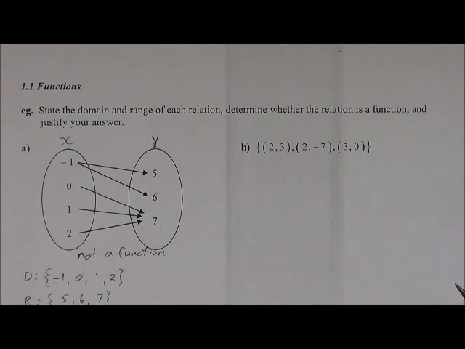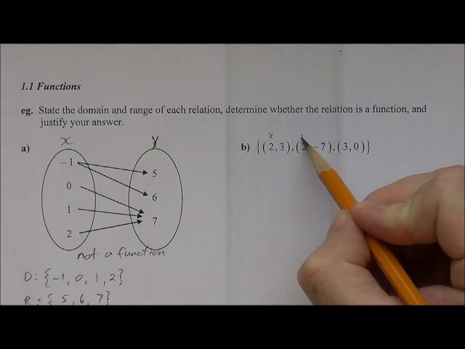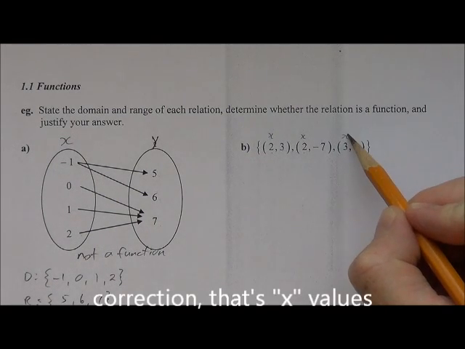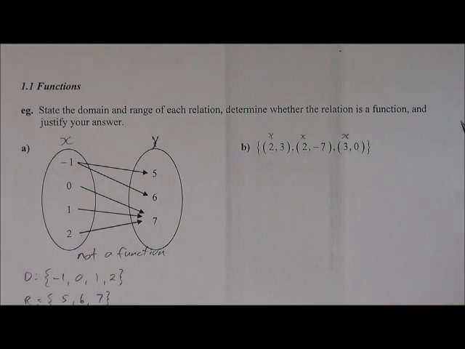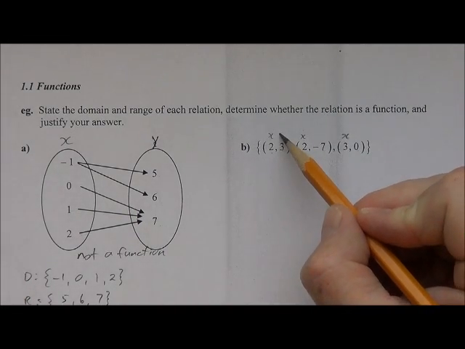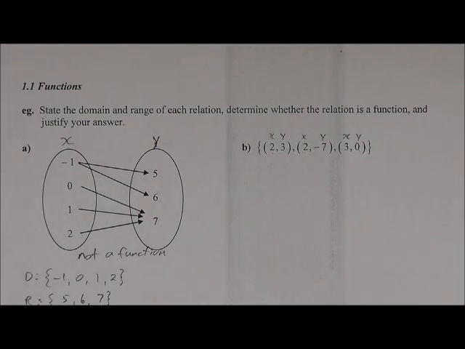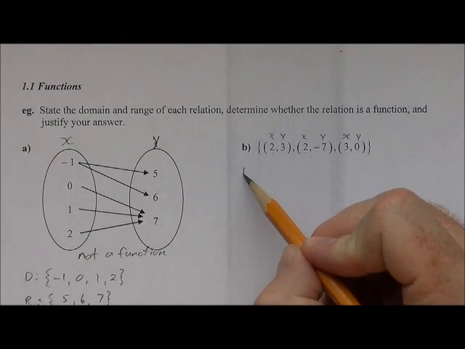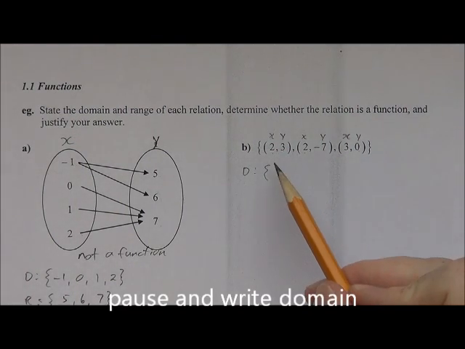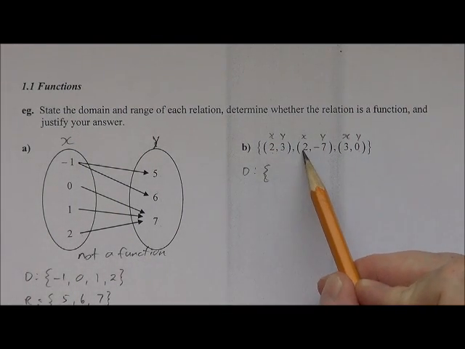Now if we take a look at example B, again, we could either draw this as a mapping diagram, or we can see that 2 maps onto 3, and 2 maps onto -7, and then 3 maps onto 0. So the first values are all the x values of any ordered pair. Ordered pair meaning a pair of numbers in a specific order, which is in the order of x and y. So the first value in any ordered pair is x, and the second is the y. So the domain here would be 2 and 3.